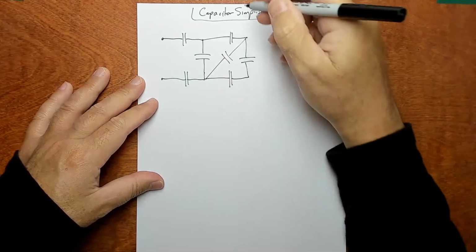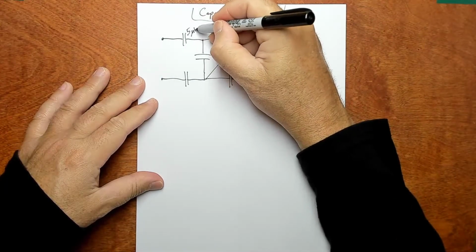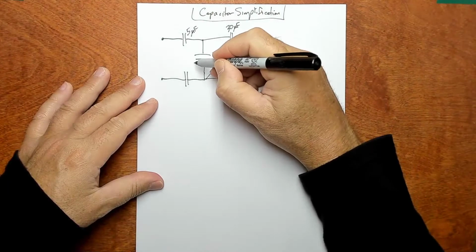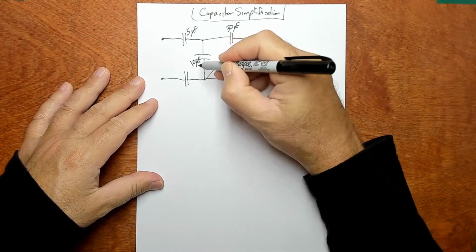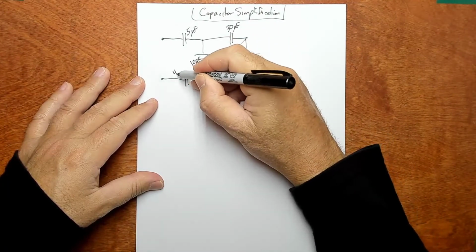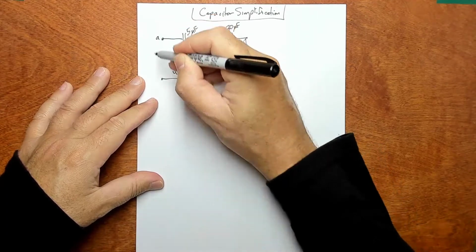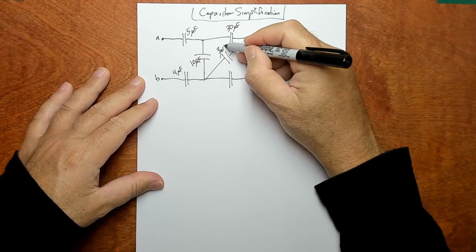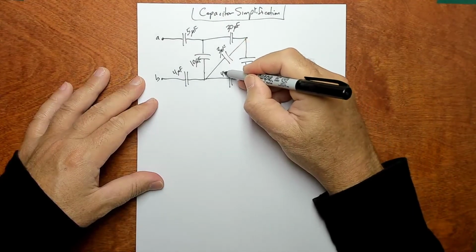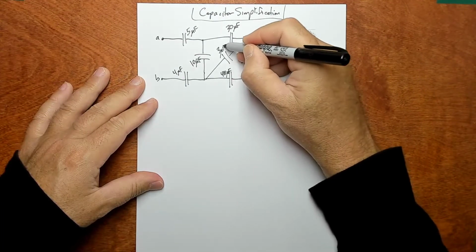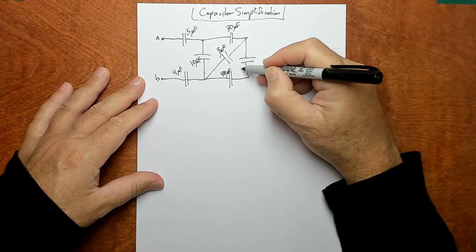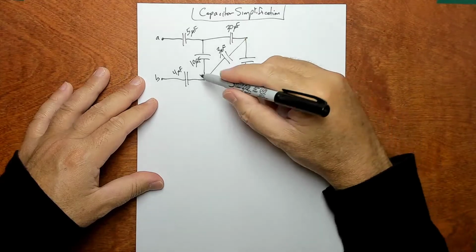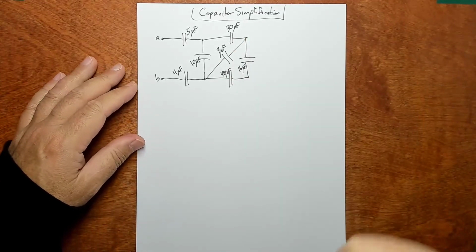All these capacitors. There's a 5 microfarad, a 30 microfarad, a 10 microfarad, 4 microfarad, 3, 48 microfarad, 16 microfarad, and that's all the capacitor values in farads.